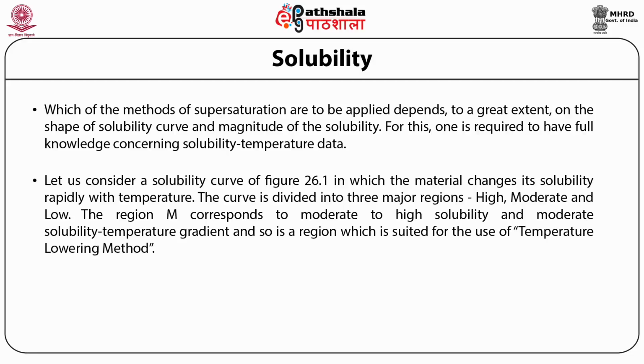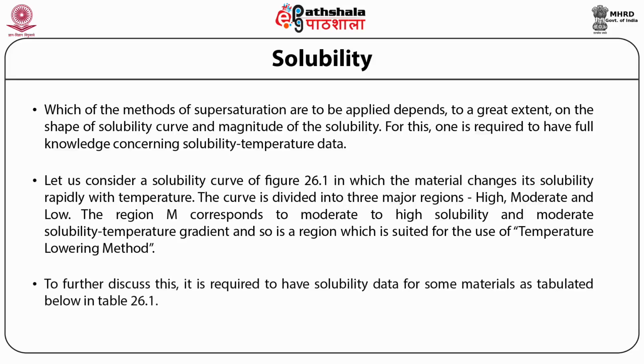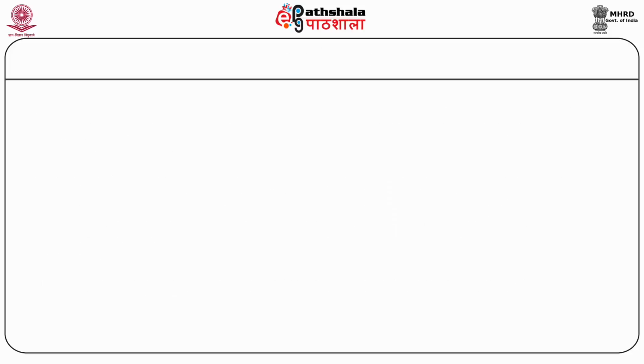The region marked by capital M corresponds to moderately high solubility and a moderate solubility temperature gradient, and so is a region which is suited for the use of the temperature lowering method. To further discuss this, it is required to have solubility data for some materials, as tabulated below in Table 26.1.